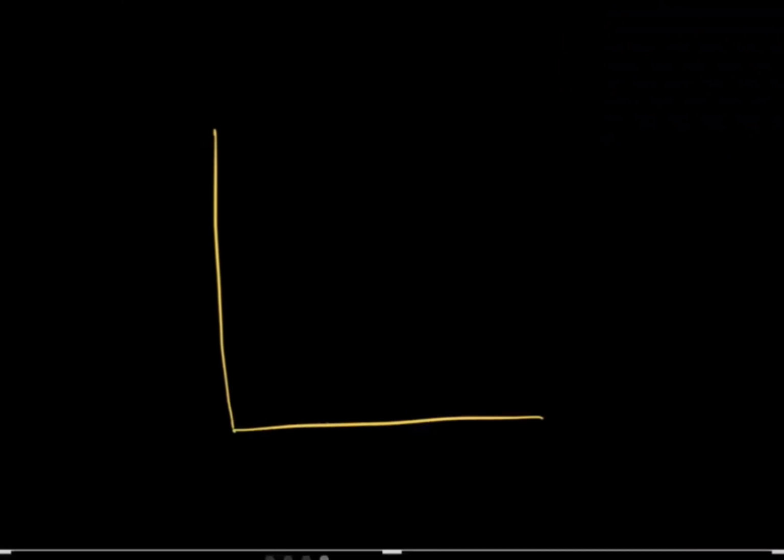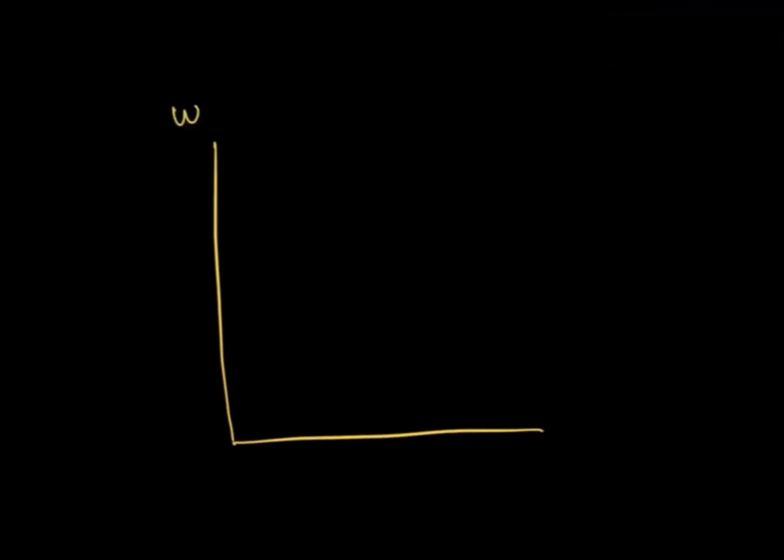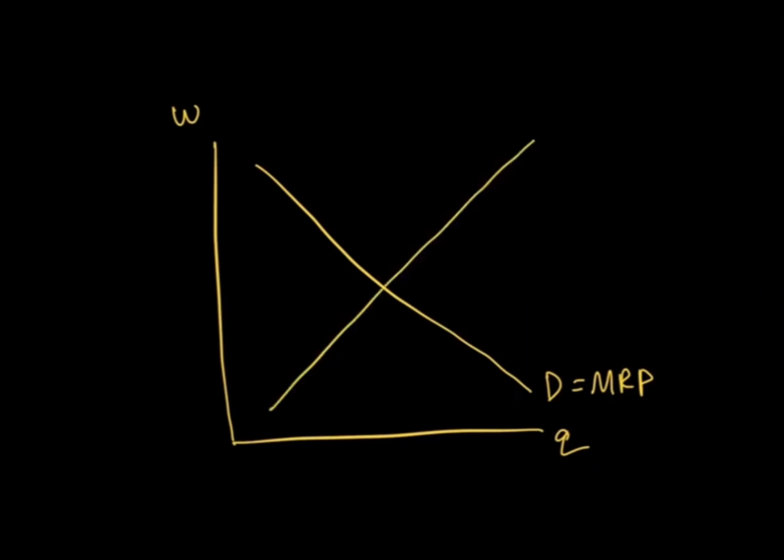Monopsony market looks like this. So you have your demand equals MRP, and you have your supply as well. So that bit stays the same. But we have to say supply equals average cost. Okay, cool. Then the next bit is marginal cost, which is twice as steep.